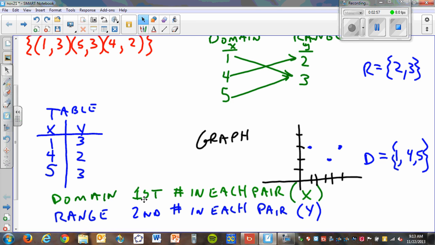Domain is the first number in each pair, so it's your x-coordinate, and your range is the second number in each pair, so your y-coordinate. So in this case, our domain will be 1, 4, and 5, and our range will be 2 and 3.